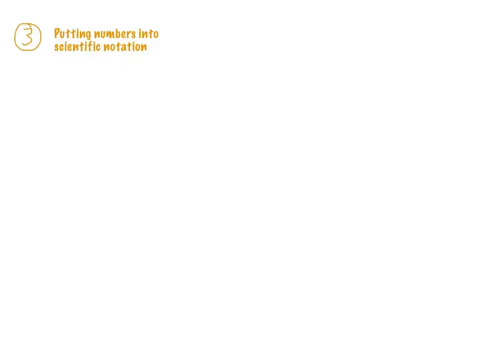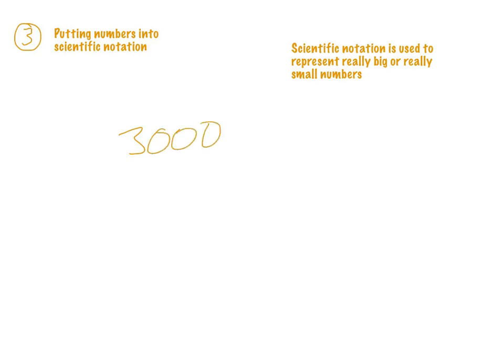Now, why would we want to do that? Well, scientific notation is used to represent really big or really small numbers. All right, and by really big and really small, I mean they don't have to be in the millions and billions or like 0.00000000007 or something like that. We can put pretty much anything in scientific notation, but we use it for bigger and smaller numbers. How about that? So, for example, 3,000. If I wanted to put that into scientific notation, what would I do?